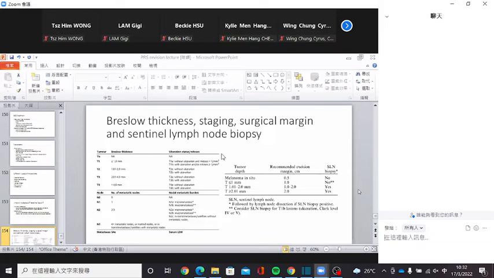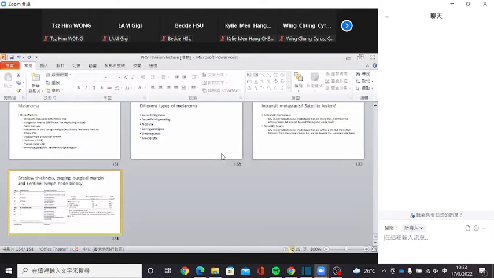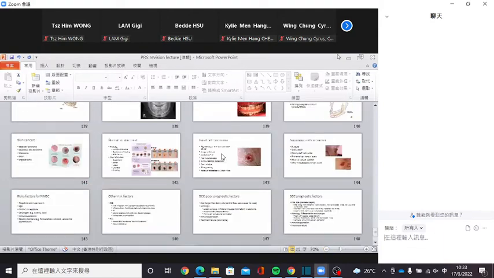So we do not ask for very complex things, like the percentage of survival or prognosis or those target therapies for melanoma, but at least you need to know the excision margin and the relationship between Breslow thickness and margin and sentinel lymph node. Okay. So any questions with the part about skin cancers? No, then we'll move on to the next topic.